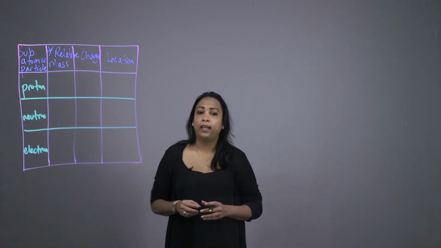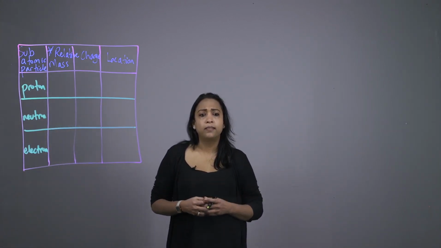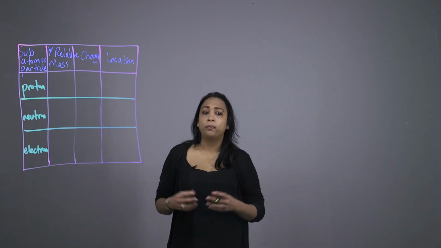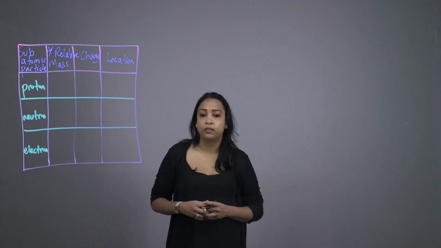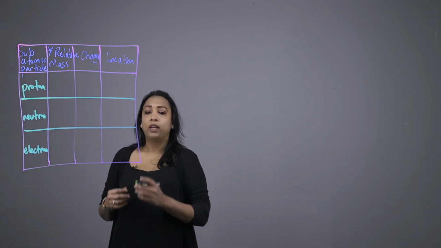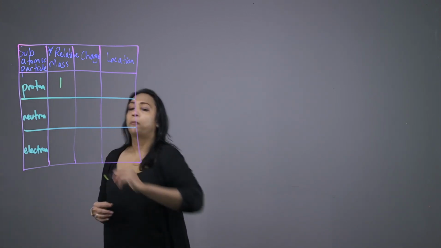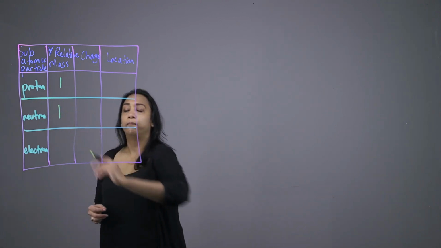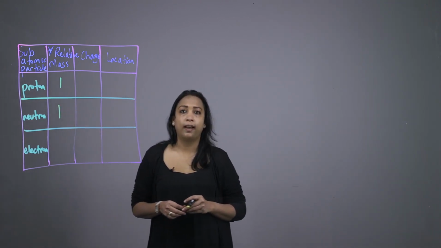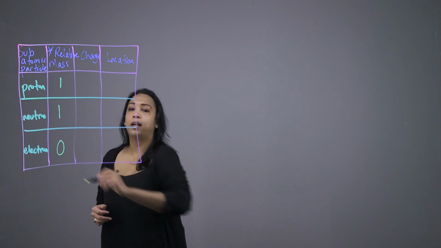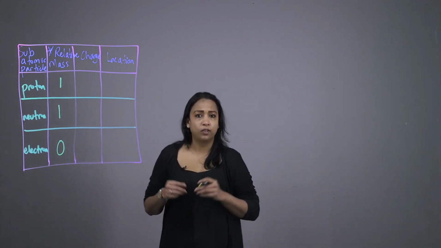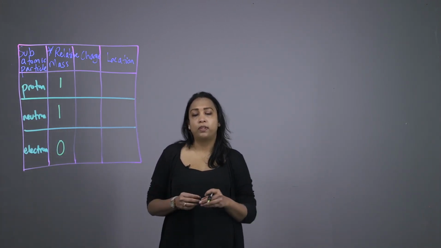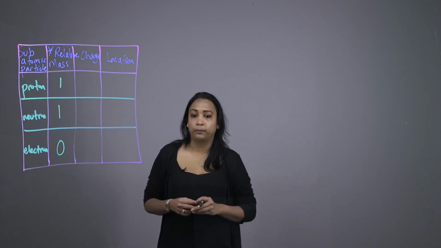We have a table here that gives us some basic information about the properties of these subatomic particles. Protons have a relative mass of 1. Neutrons also have a relative mass of 1. Electrons are considered to have no mass, so a relative mass of 0. It's actually extremely small, but for our purposes we can consider it to be negligible.